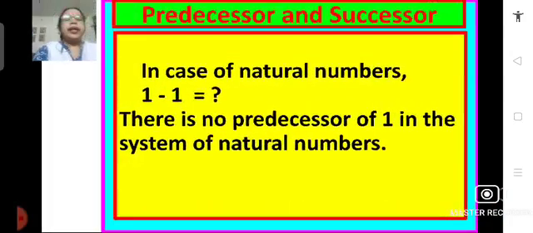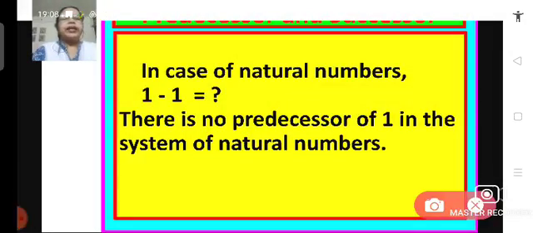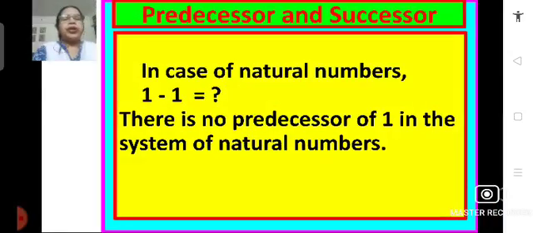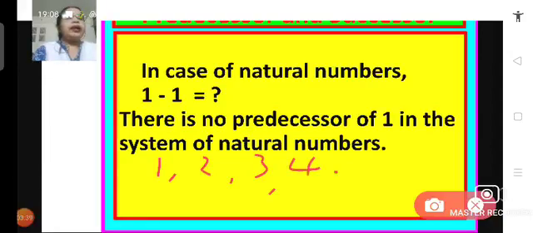Now, in case of natural number 1, if we want to find the predecessor of 1, 1 minus 1, what do we get here? We don't have 0 in natural numbers. So this is a problem. There is no predecessor of 1 in the system of natural numbers. Natural numbers do not include 0. It starts from 1. Okay, so natural numbers are 1, 2, 3, 4 and so on. We don't include 0 in natural numbers.